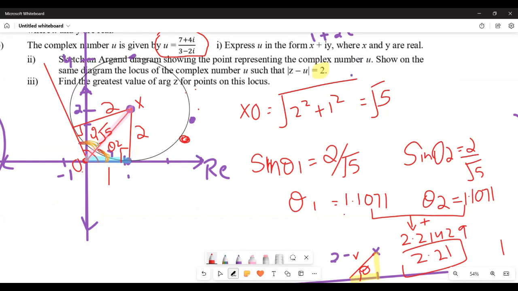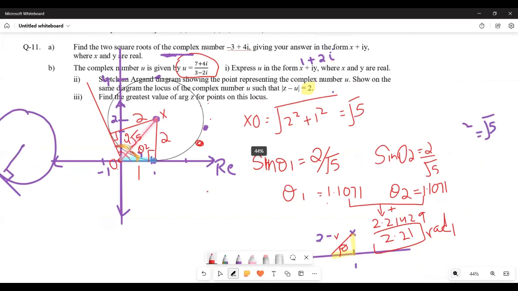So I've given the answer in radians. You may give it in degrees as well. Since radians was not specified or degree was not specified, so it's up to you. Okay, that was question 11. It was a lengthy one.